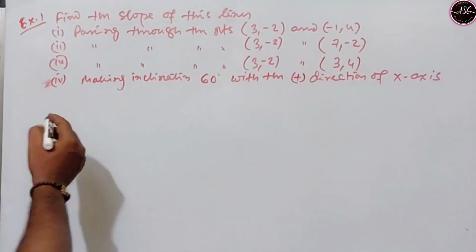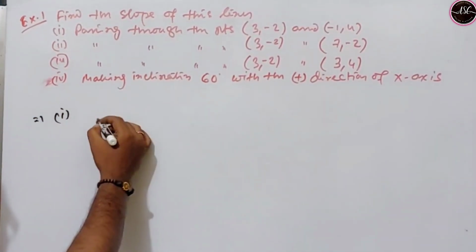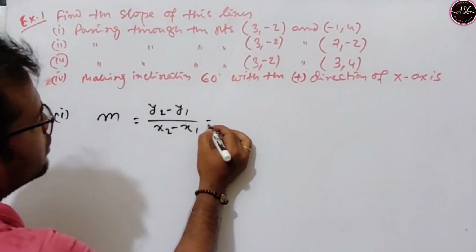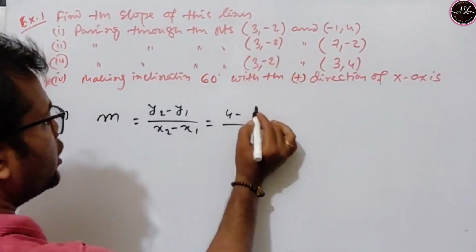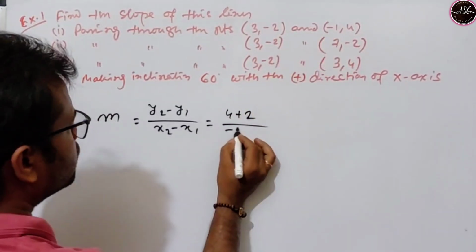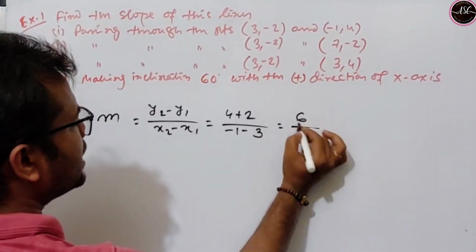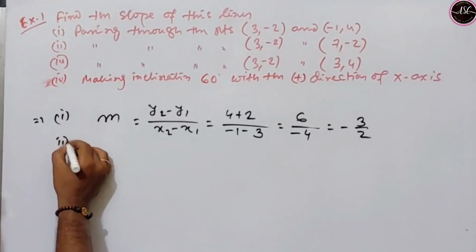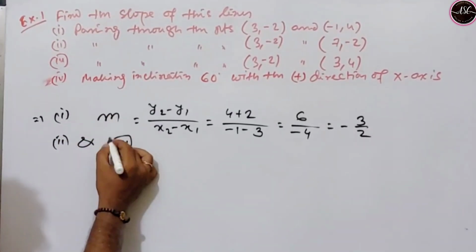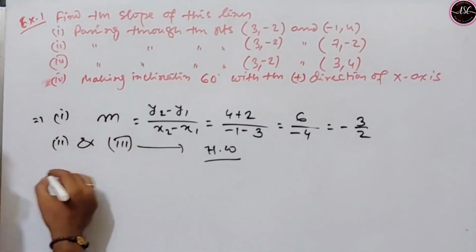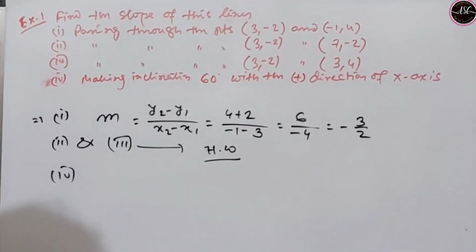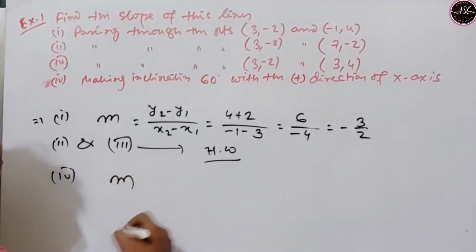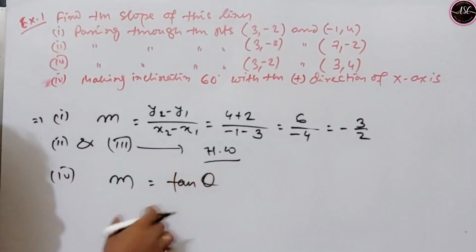So for the first, we know the slope m equals (y2 minus y1) divided by (x2 minus x1). Just put in the values. Here y2 equals 4, y1 equals minus 2, that means plus 2, and x2 equals minus 1 and x1 equals 3. So we have 6 divided by minus 4, that means minus 3 by 2. And similarly, 2 and 3 will be your homework. And number 4, just look, making an inclination of 60 degrees with the positive direction of the x-axis. By the definition, we know m equals tan theta, where theta is the inclination of the line.